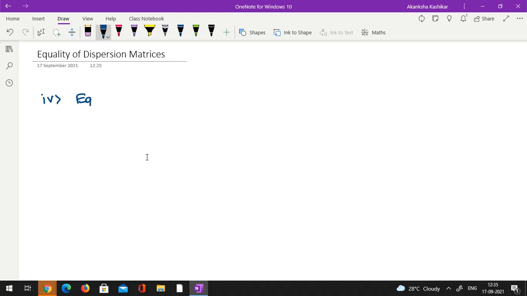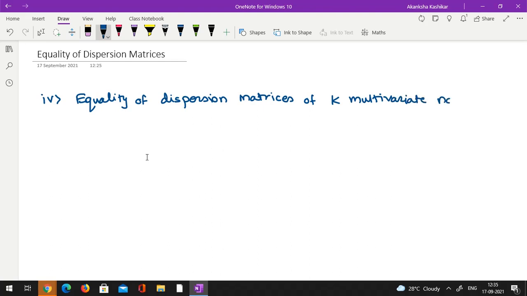Equality of dispersion matrices of K multivariate normal populations, multivariate normal populations of course. So what is my H naught?